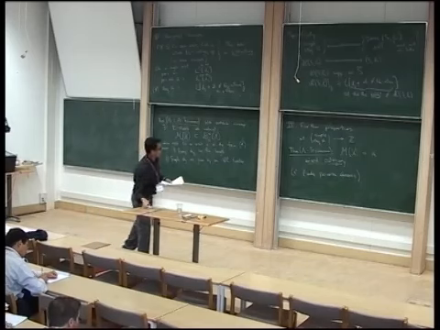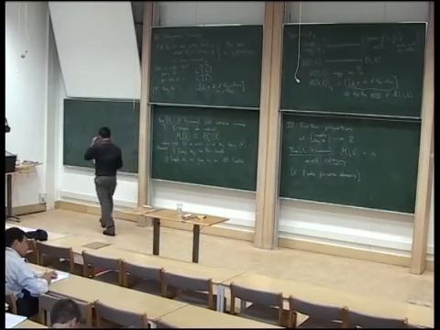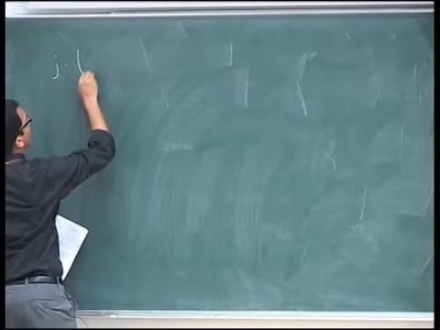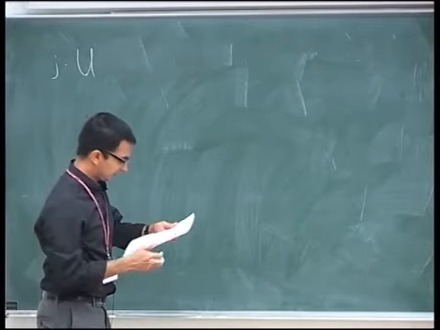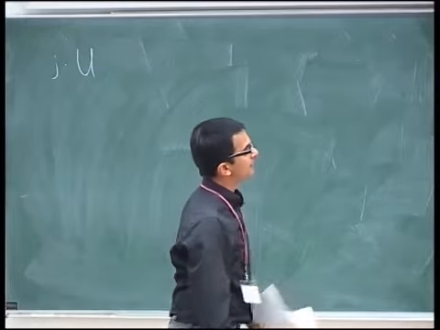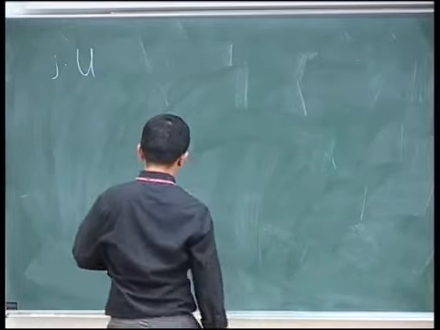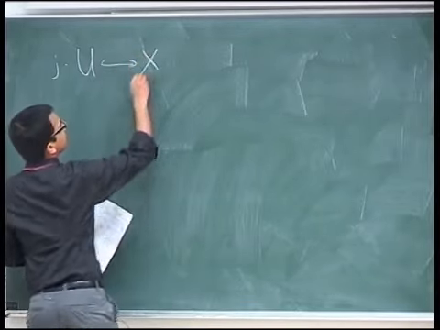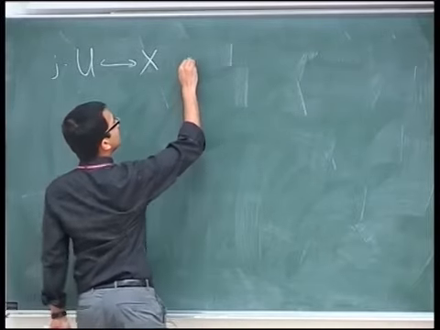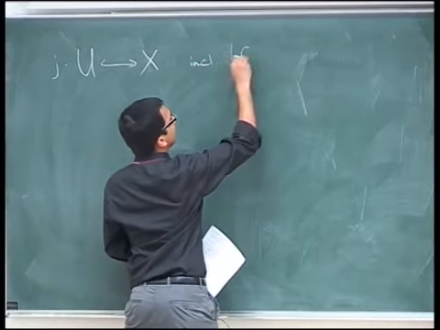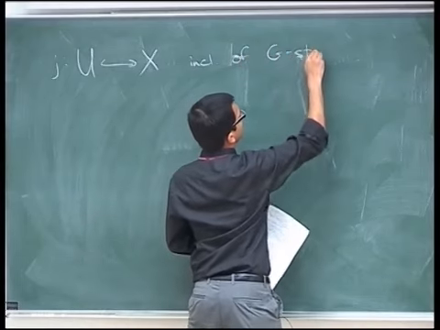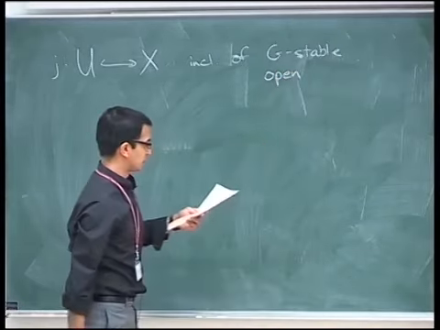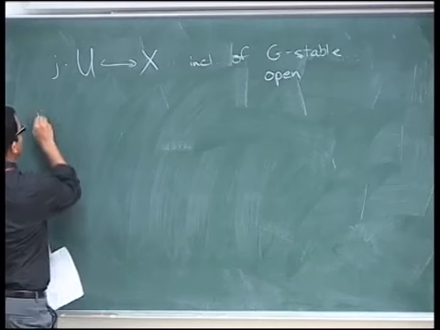So there are a couple more results I want to mention. And these all, well, some of them are about the structure of the category in general, but they come about from considering an open inclusion. So let's say J is the inclusion of a G-stable open subvariety. Okay, so some open union of orbits.